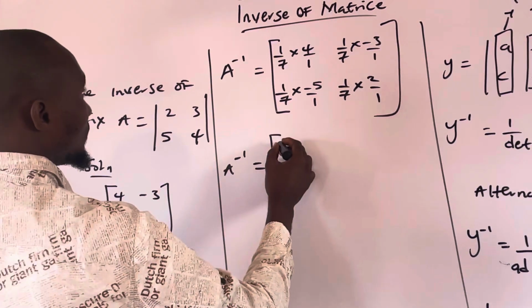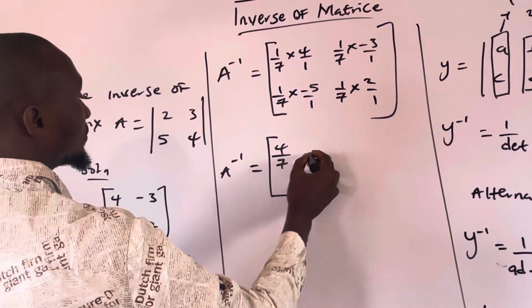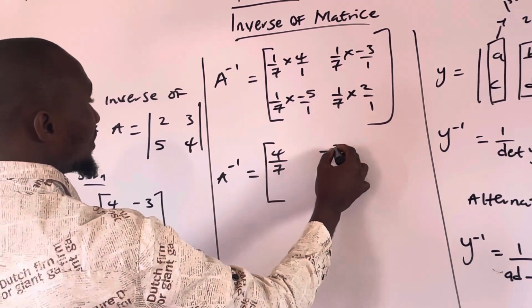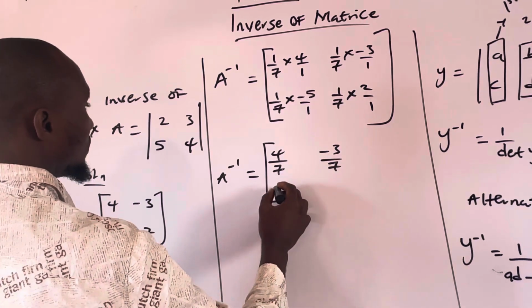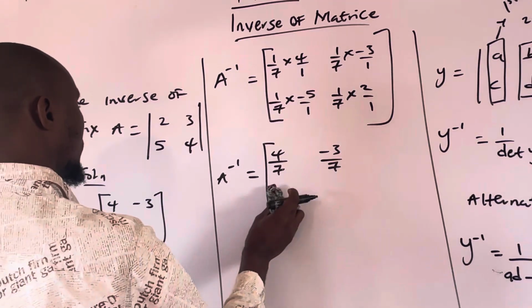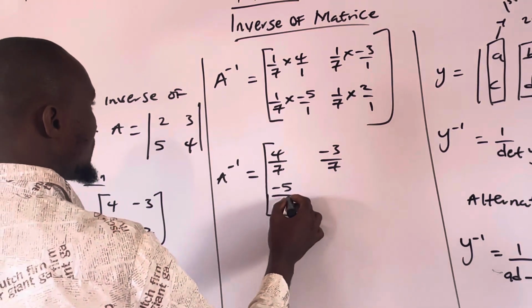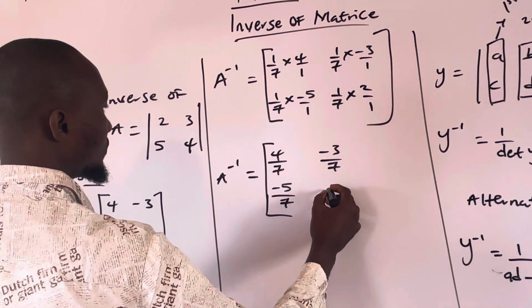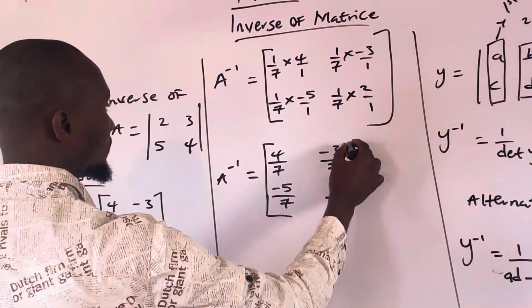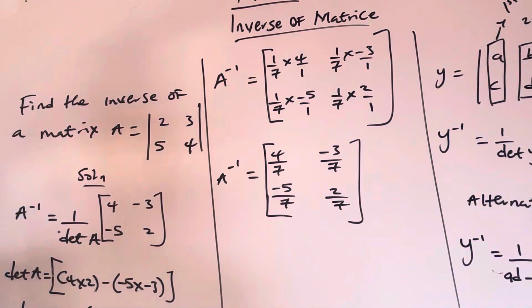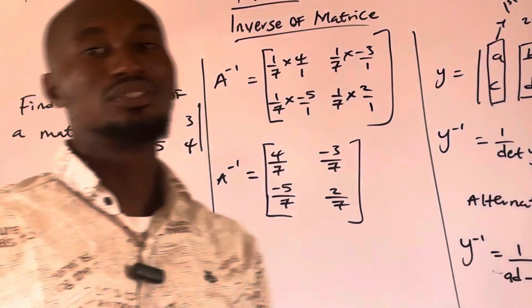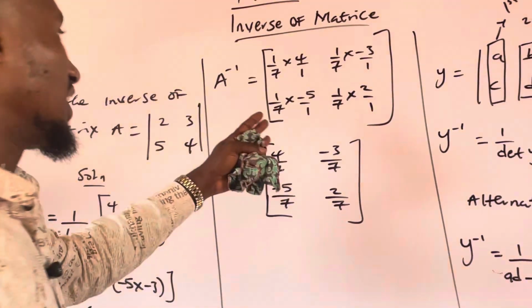Here we have 4 over 7, minus 3 over 7, minus 5 over 7, 2 over 7. So that's the final answer. So that is that on inverse of a matrix. So I believe you understood this.